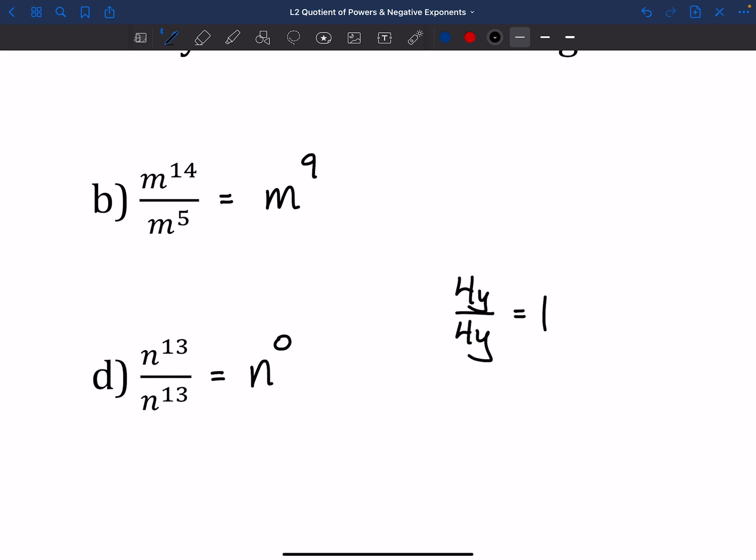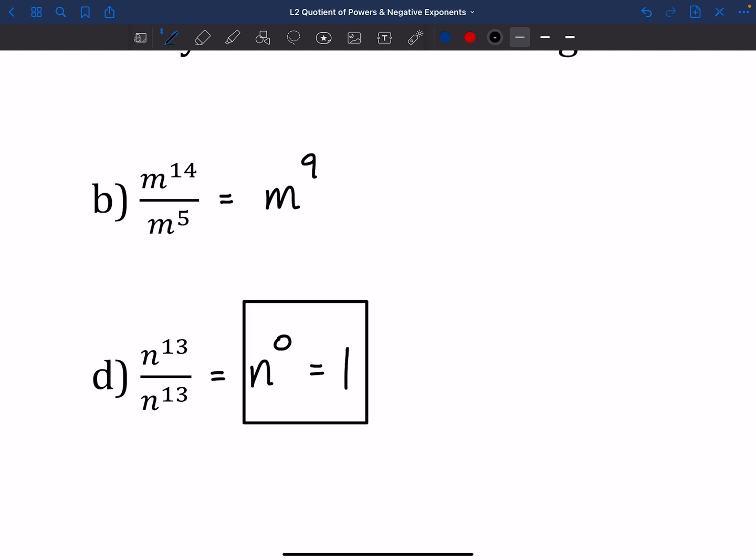That's also the same thing as 1, right? 1 is when you have the same number on the top and bottom of a fraction, just like we see in example D here, where we have n to the 13th on the top and the bottom. So we know that that can be equal to 1, right? This is actually a property that we're going to formally state a little bit later on, but just as a sneak peek, something to the 0 power is going to equal 1.